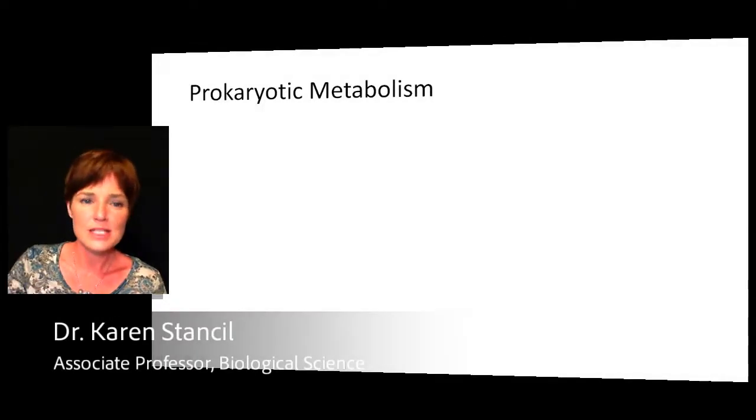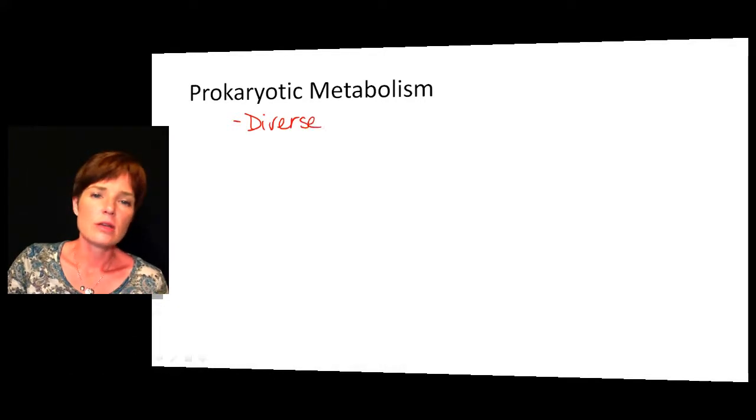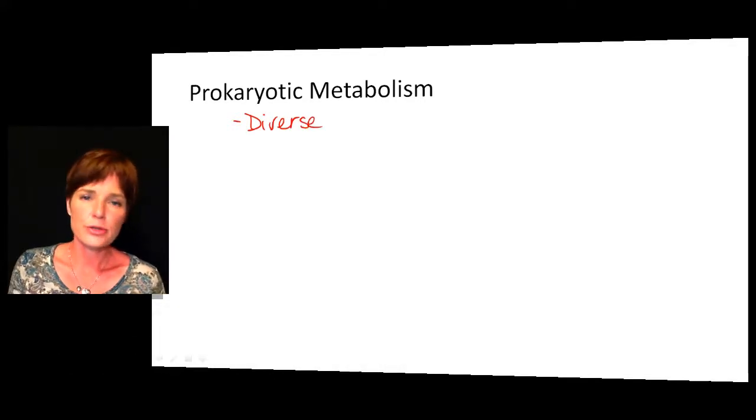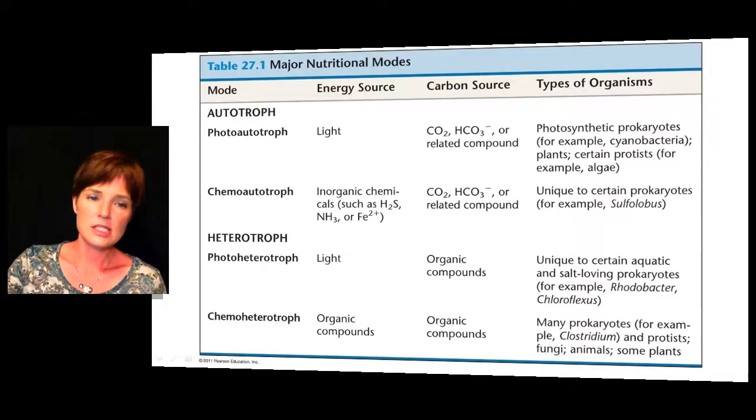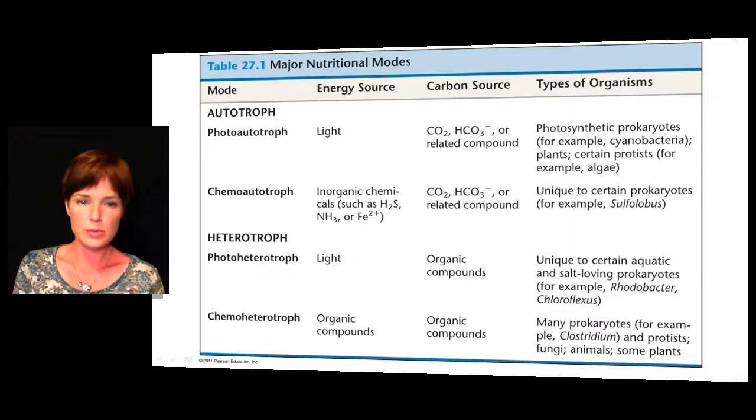Prokaryotic metabolism is highly diverse. By highly diverse, prokaryotic organisms include every type of nutrition that we know of. So they have all of the same types of nutrition capabilities that we have in eukaryotic cells, plus they have some of their own methods as well. If we look at this table here, this is a table from your textbook. This lists just some of the major types of nutrition that we have in prokaryotes.